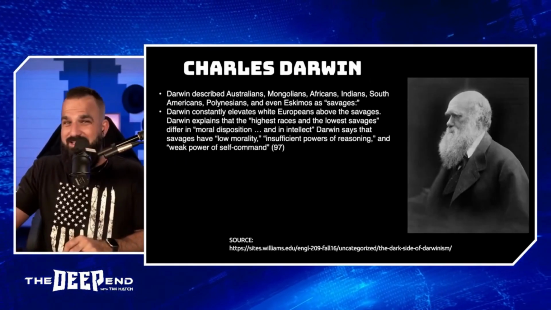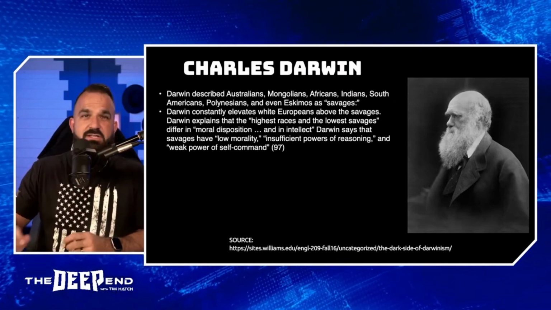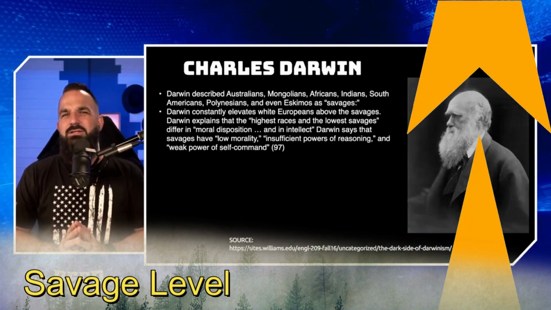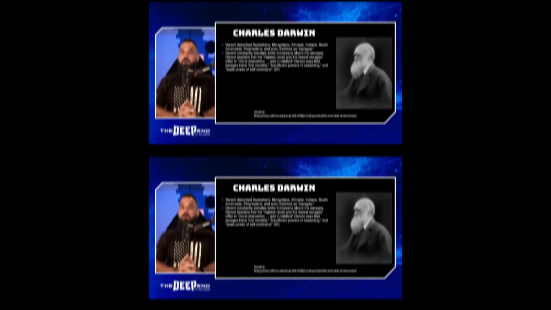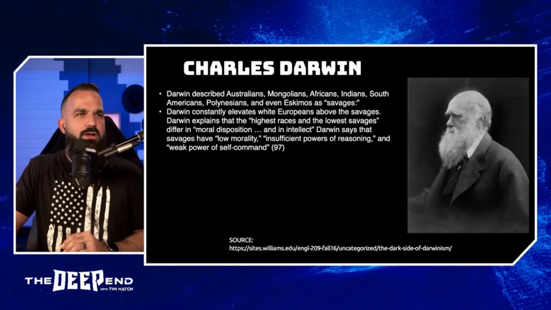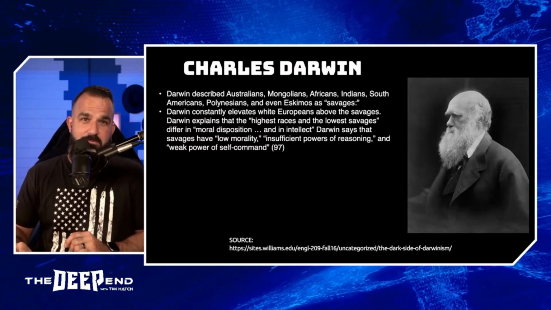Darwin describes Australians, Mongolians, Africans, Indians, South Americans, Polynesians, and even Eskimos as savages in his own writings. Darwin consistently elevates white Europeans above savages. Darwin explains that the highest races and the lowest savages differ in, quote, moral disposition and in intellect. Darwin says the savages have low morality, insufficient powers of reasoning, and weak power of self-command. That's from page 97 of The Descent of Man, written by Charles Darwin.